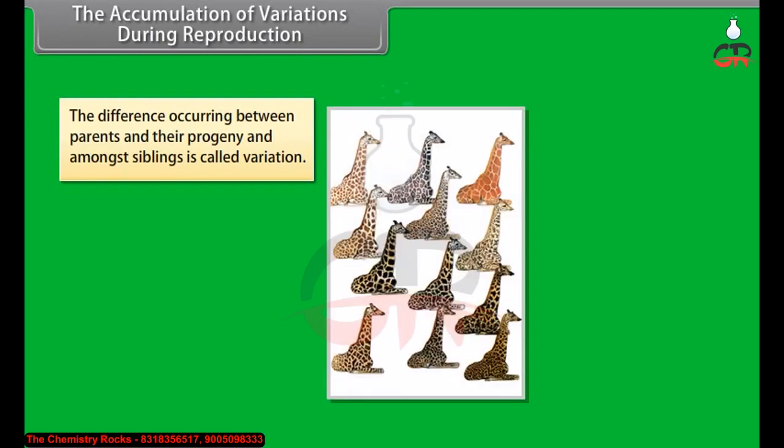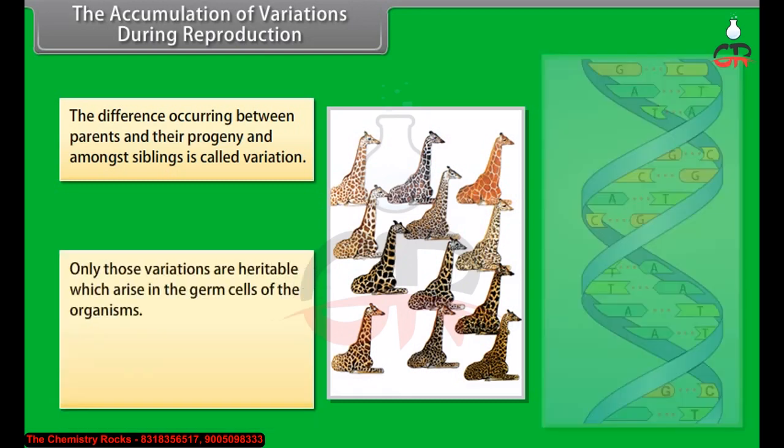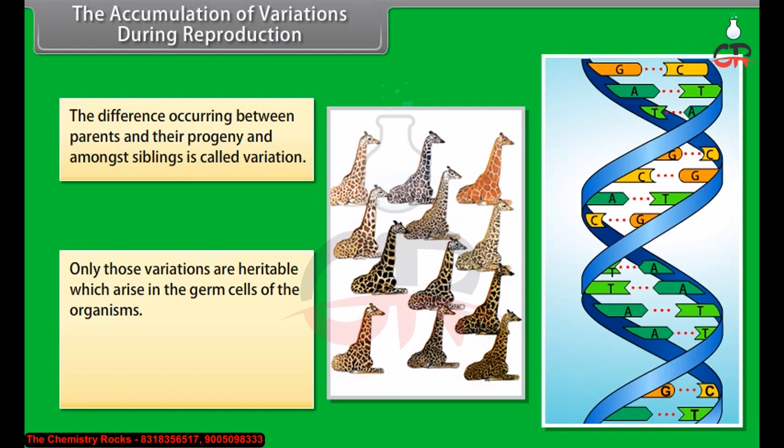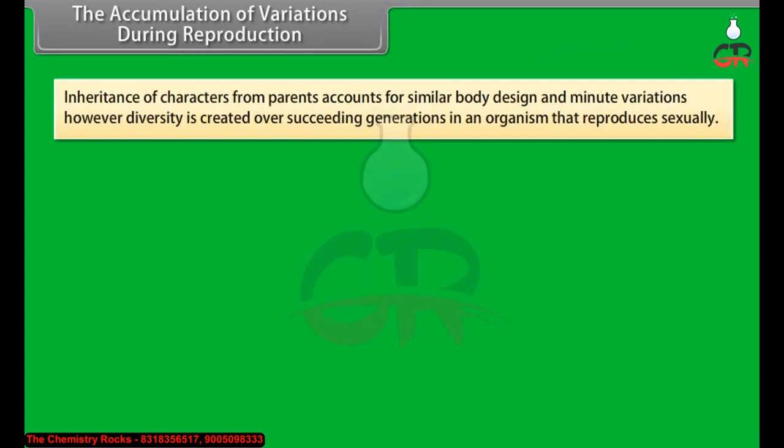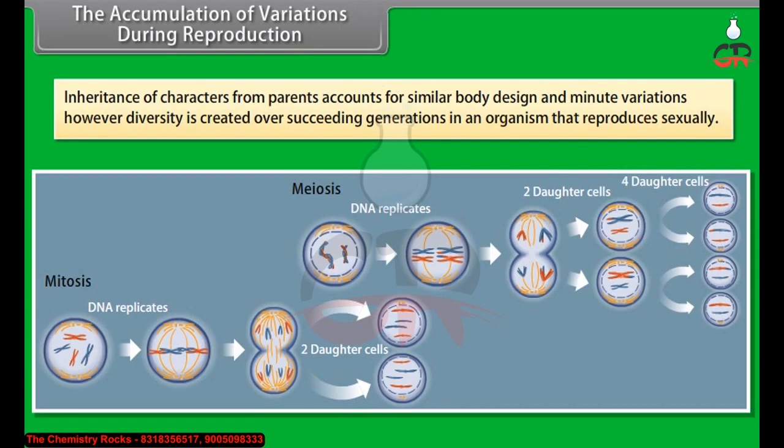The accumulation of variations during reproduction. The difference occurring between parents and their progeny and amongst siblings is called variation. Only those variations are heritable which arise in the germ cells of the organisms. It is either due to combination of genes in chromosomes forming species or due to mutations. Inheritance of characters from parents accounts for similar body design and minute variations. However, diversity is created over succeeding generations in an organism that reproduces sexually.